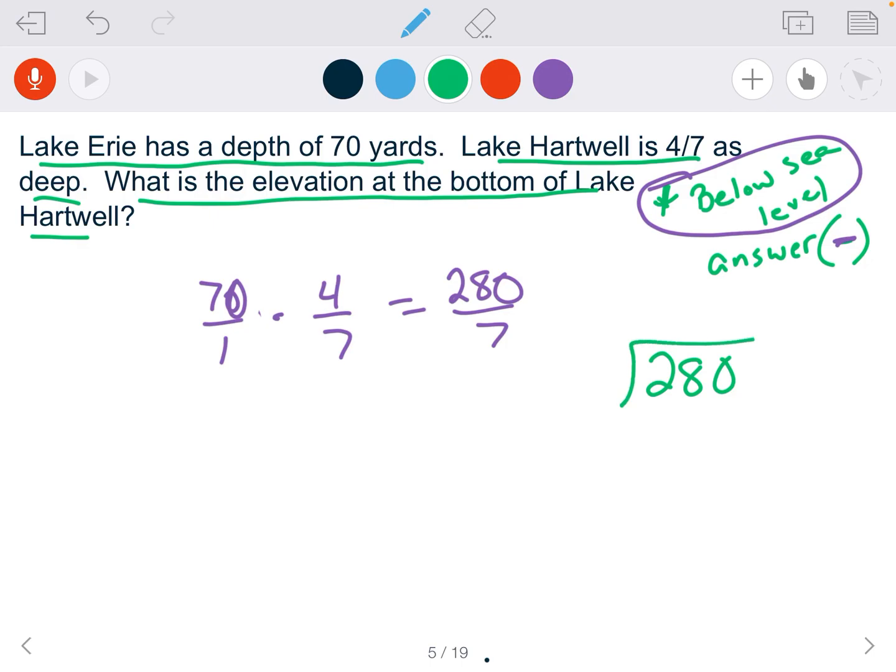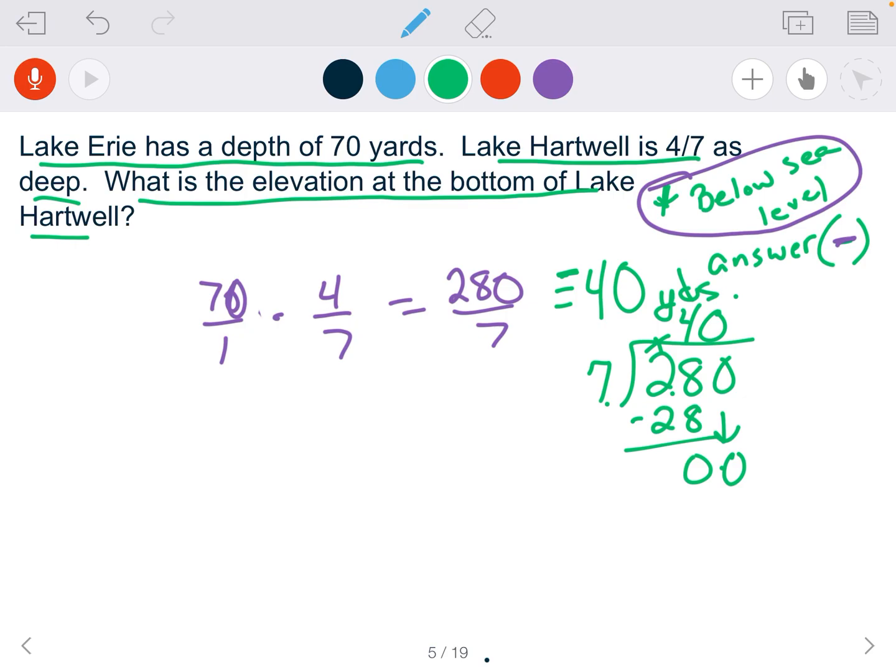280 is my dividend. Divisor is 7. 7 goes into 2, nope, 28. 4 times. I lost my train of thought. See, even math teachers forget their math facts. And then 0, and then bring down the 0. 7 goes into 0, so that's 40. So we get 40, and it's going to be a negative because it's below sea level.